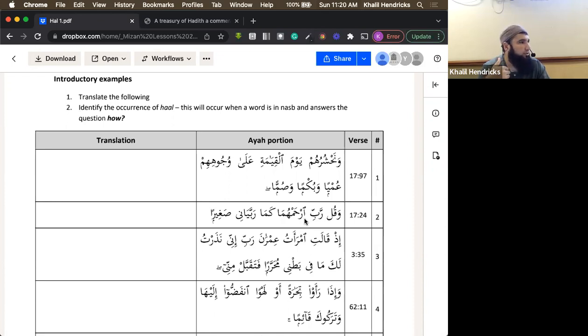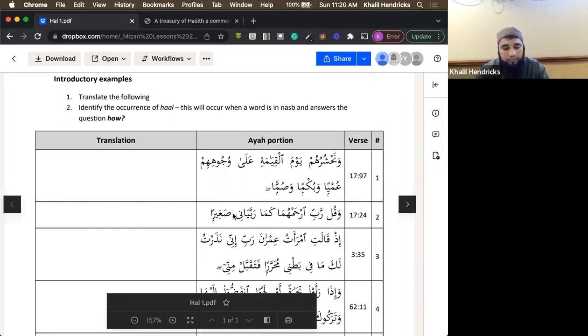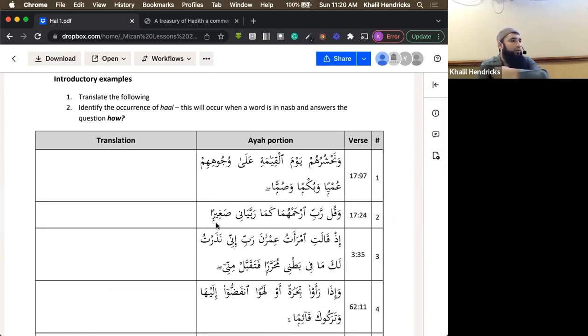What's saghiran telling you? Is it telling you the state of the doer? No, the doer is the parents. Is it telling you the state of the done upon? Yes, so it's telling you the state of the done upon when the tarbiyah was done. They did tarbiyah to me when I was small. Or right, whilst I was small, if you want. I'm using the word whilst instead of when, just so that you don't confuse it with the adverb of time.